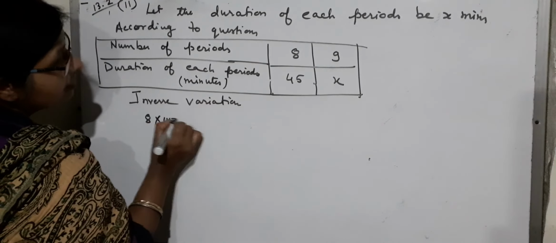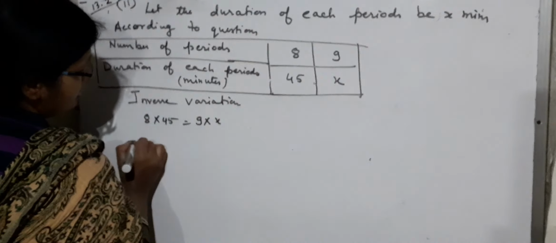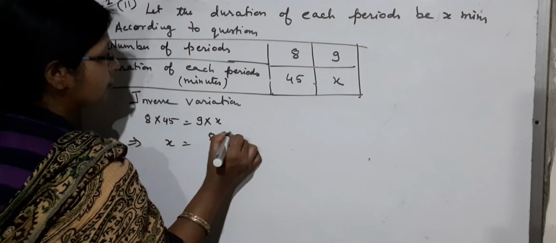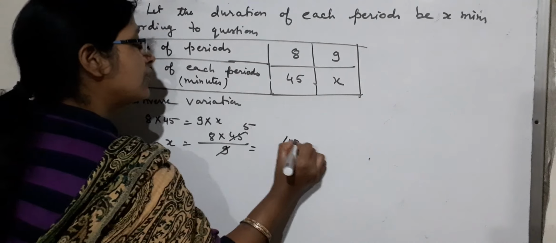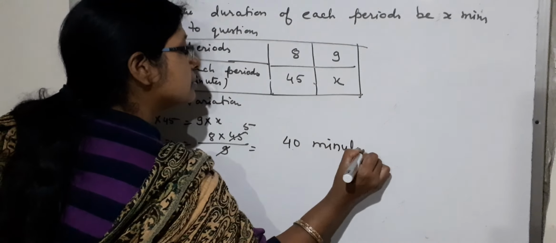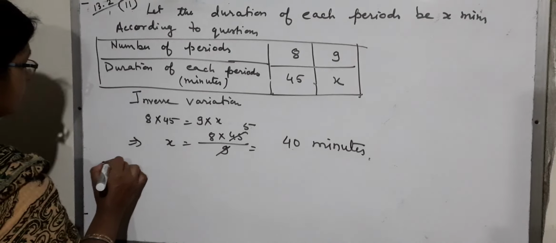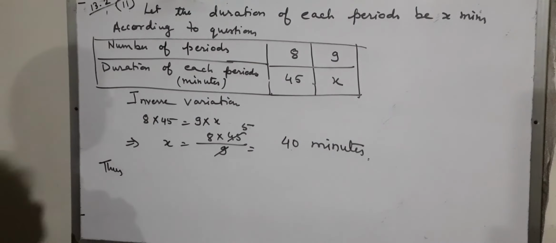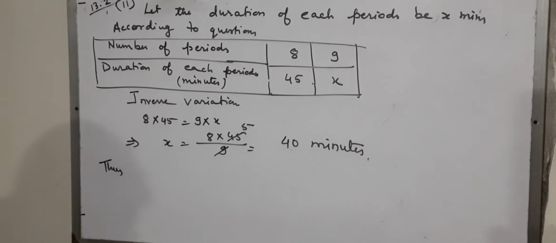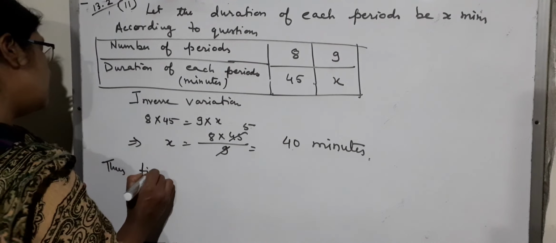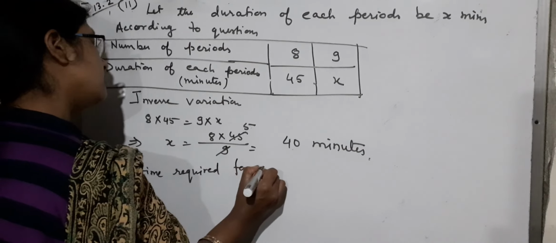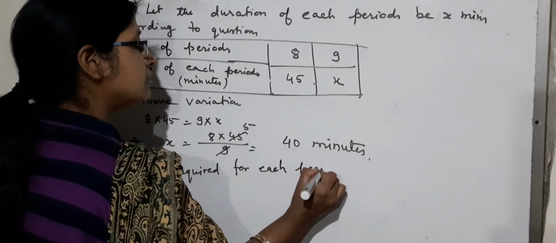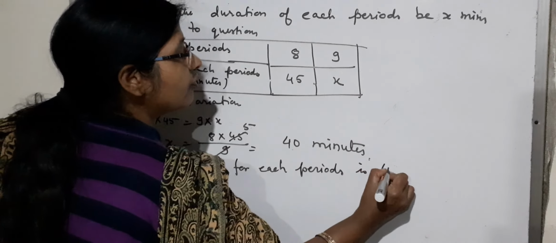8 into 45 is equal to 9 into x. This implies x is equal to 8 into 45 divided by 9, which is 40 minutes. Thus, when number of periods is 9, time required for each period is 40 minutes.